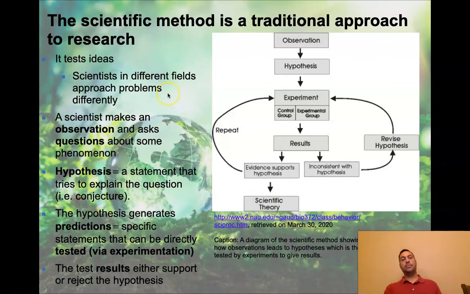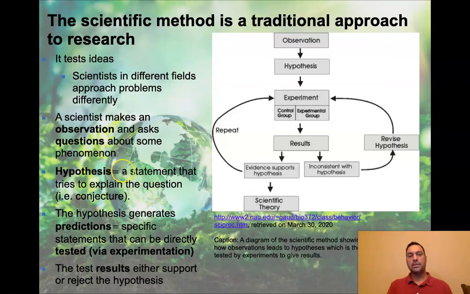Scientists in different fields approach problems differently. The way a geologist is going to look at a problem is going to be very different than the way a biologist, or in some cases, if you're dealing with the social sciences, the way that they're going to approach the problems. Okay, so a scientist makes an observation and asks questions about some phenomenon. This is how it always starts. So there's an observation, and there's a question. For example, maybe the observation is there's a very large valley in the middle of northern Arizona. How did it get here might be the question. If you don't realize what I'm talking about here, I'm talking about the Grand Canyon.